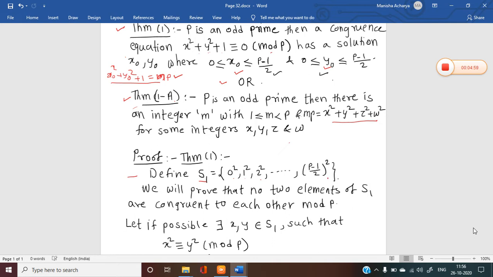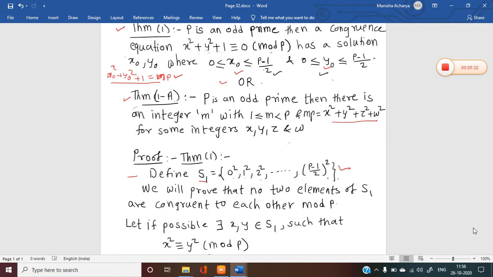ओके, आता इथे असं लक्षात ठेवा, x0 आणि y0च्या व्हॅल्यूज बिटवीन 0 अँड (p-1)/2 मध्ये आहेत, म्हणून आपण हा सेट कन्सिडर करतोय फ्रॉम 0 टू (p-1)/2. बट नॉट ओनली 0 टू (p-1)/2, वी आर कन्सिडरिंग इट स्क्वेअर बिकॉज x0 अँड y0 सॅटिस्फाय विच इक्वेशन, x² + y² + 1. म्हणजे आपल्याला लागतात कुठले नंबर्स, x0 स्क्वेअर लागतो, y0 स्क्वेअर लागतो. देअरफॉर हिअर वी डिफाइन द सेट S1 as 0 square, 1 square, 2 square and so on up to ((p-1)/2) square.